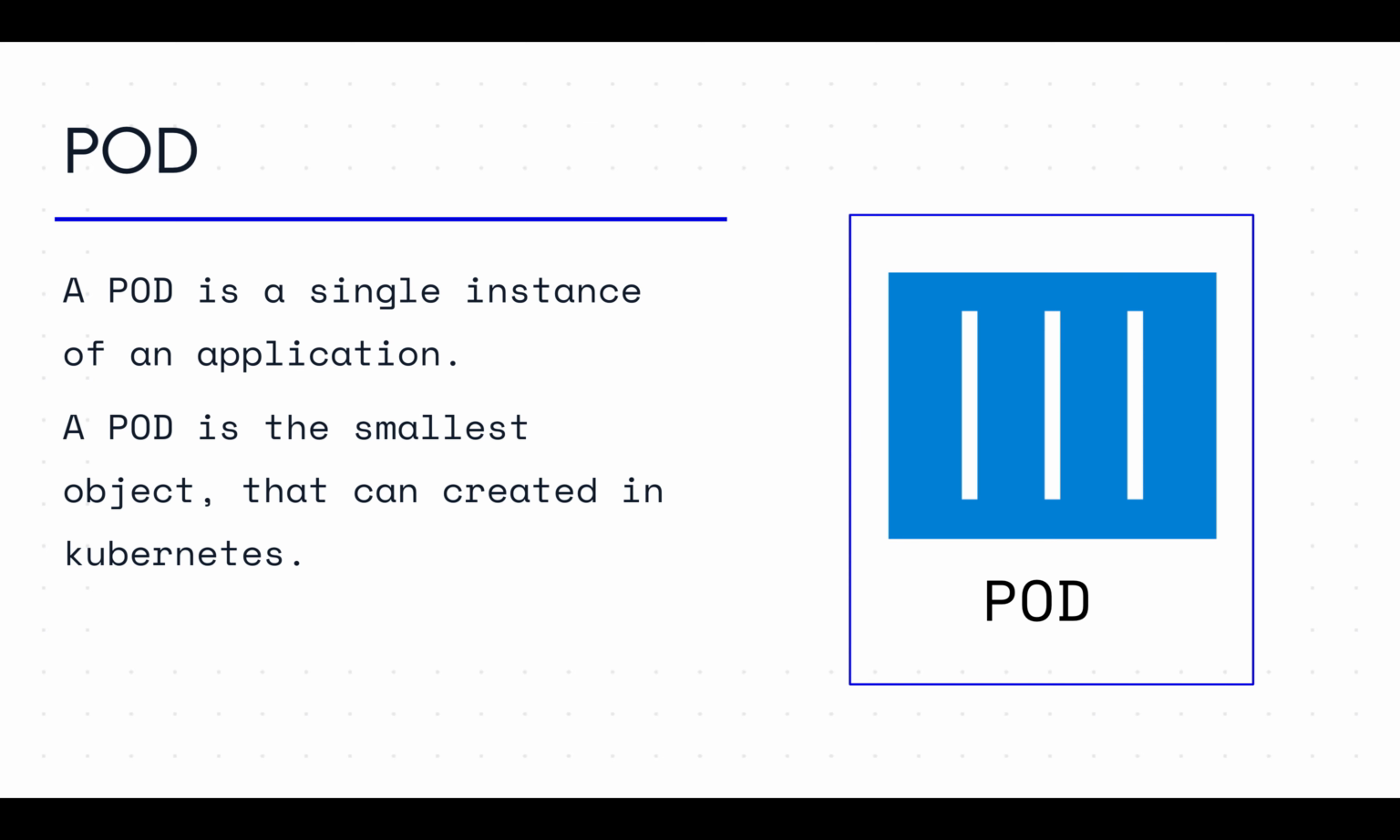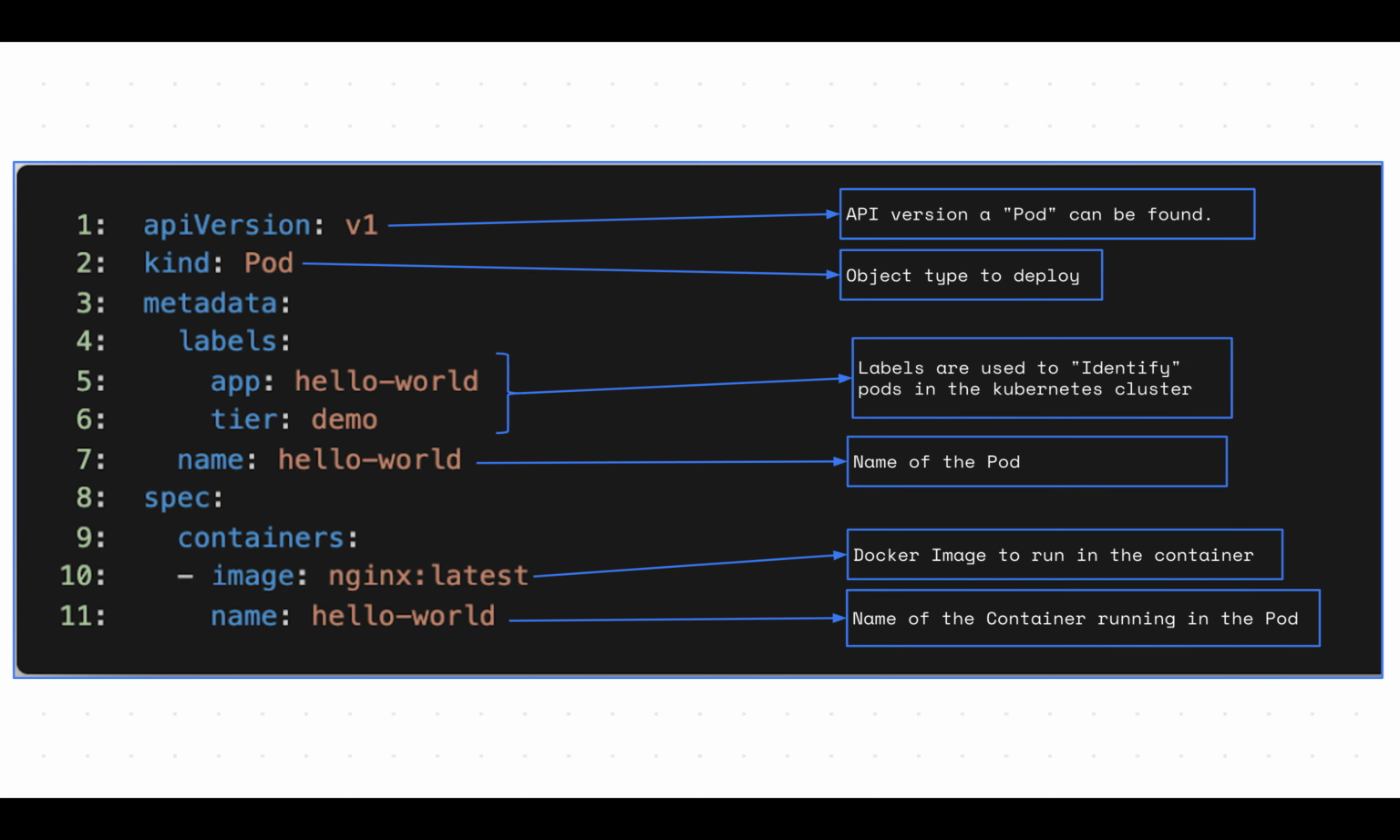So let's look at a simple YAML configuration for a pod. On line 1, you have the API version. Basically, the API version is the Kubernetes version that contains the object you want to deploy. In this case, on line 2, you want to deploy a pod. Lines 3 to 6 talk about the metadata of the pod. That's the characteristics of that pod.